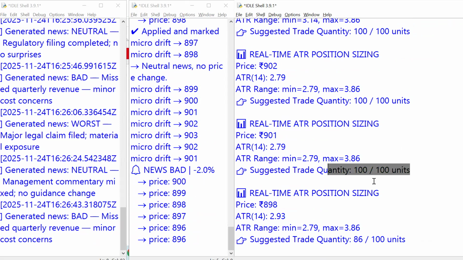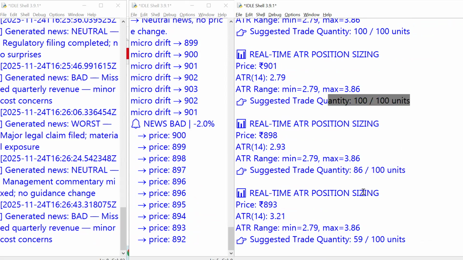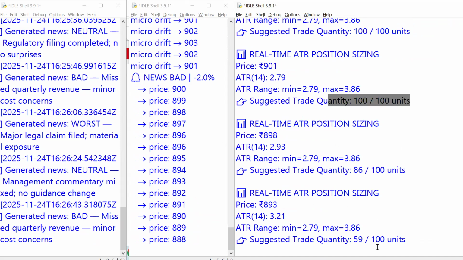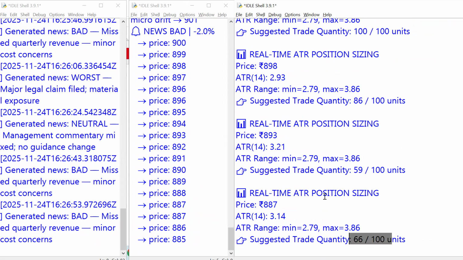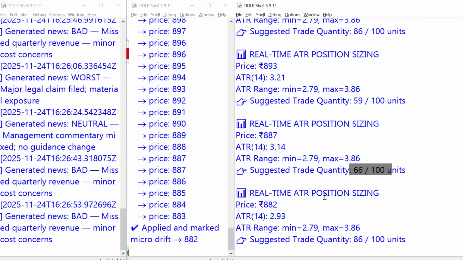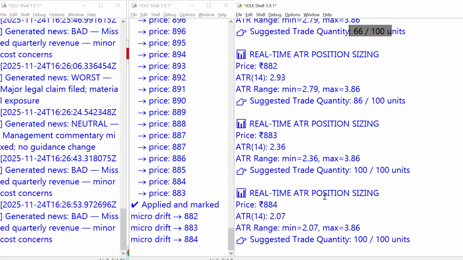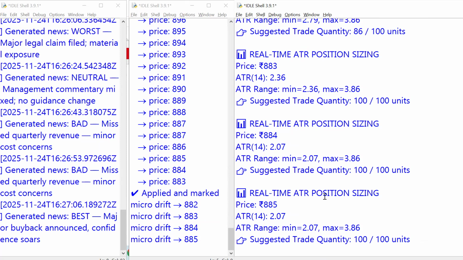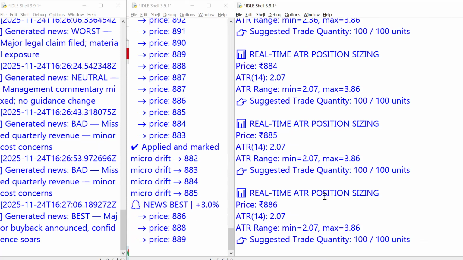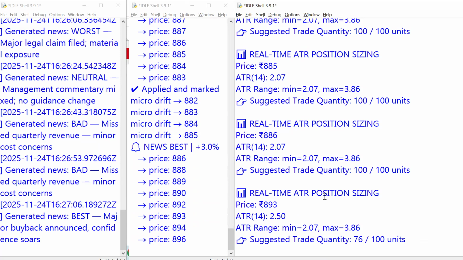Okay, the volatility has started. You can see once the volatility has started, it says, okay, trade with a small quantity, not the 100 quantity. Again, there's neutral news. If neutral news comes, the market is ranging, trading with small change. Okay, the best news has come again. The market becomes volatile.